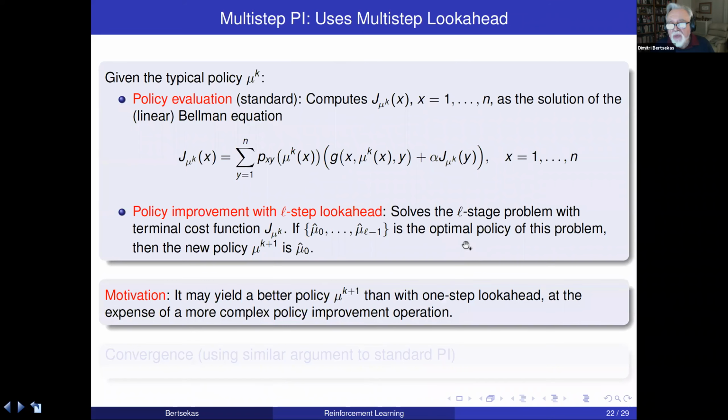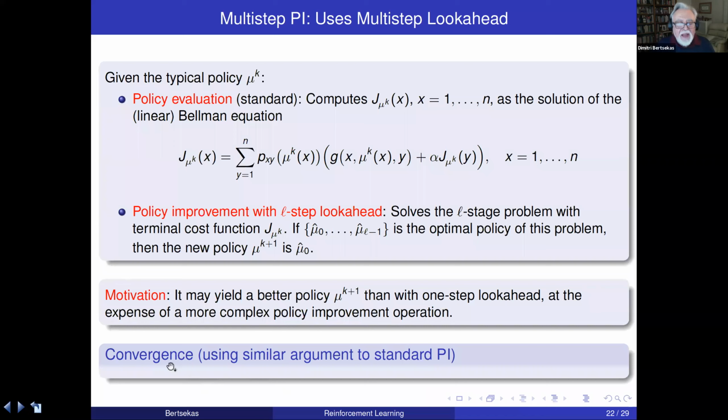Now, what's the motivation for this? It's the same old motivation as for multi-step look ahead. We may get better policies with multi-step look ahead rather than with one-step look ahead at the expense of having to go through a more complex policy improvement involving L steps as opposed to one step. Now, the convergence result for this is exactly the same as for standard policy iteration: convergence in a finite number of iterations to the exact optimal cost function and an optimal policy. And the proof argument is also almost the same as the proof argument I gave you.